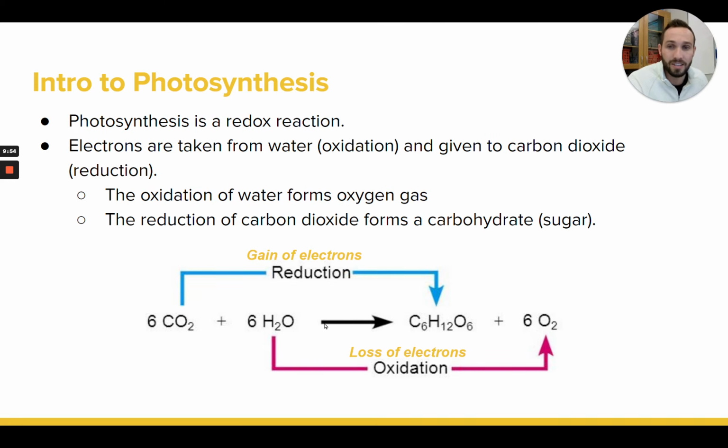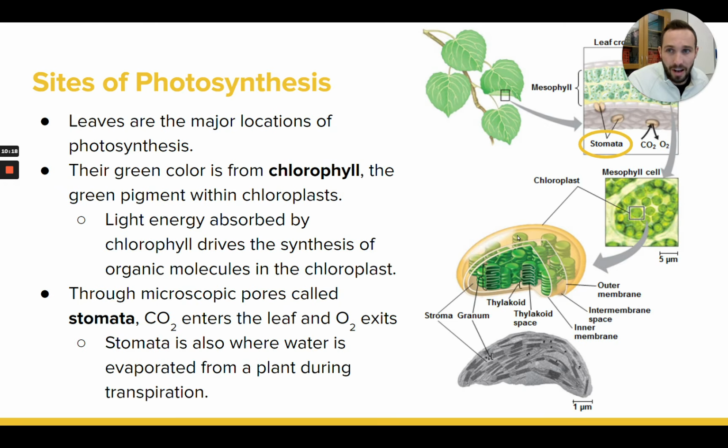And so basically what's going to happen is these electrons are going to be taken from water and given to CO2. So we're going to see this flow of electrons from water, and then they're going to be taken and given to CO2 molecules, resulting in the CO2 becoming glucose and the water becoming oxygen. And so that's what's being reduced and oxidized in photosynthesis.